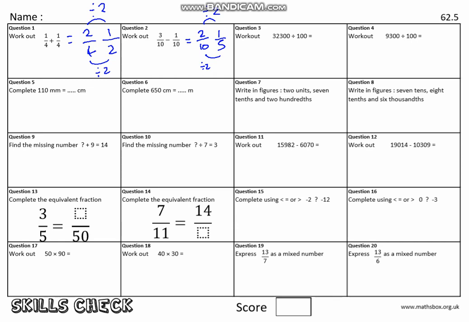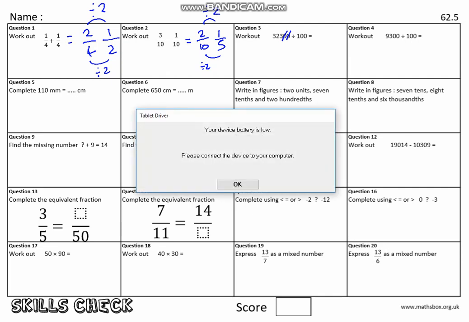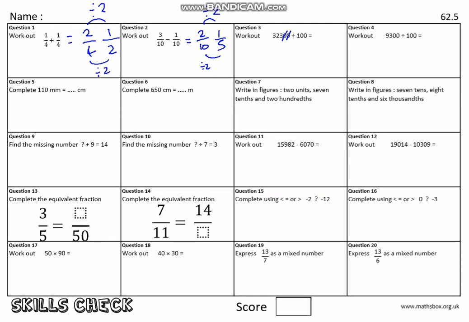Up next then, so we're dividing by 100. So 100 has 2 zeros, so that's how many zeros we're going to take off here. So therefore, 32,300 divided by 100 is 323, okay?